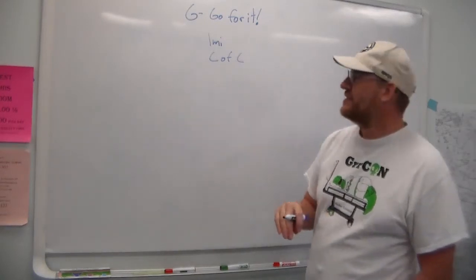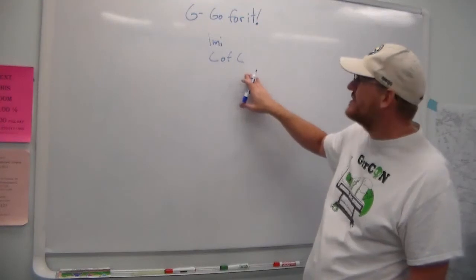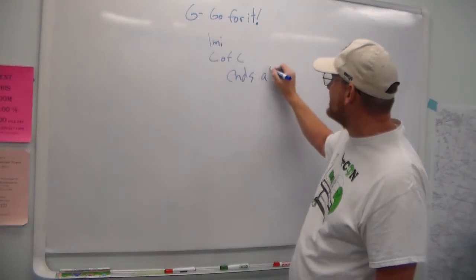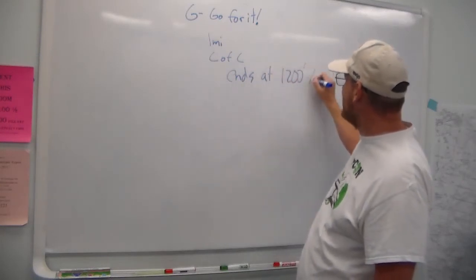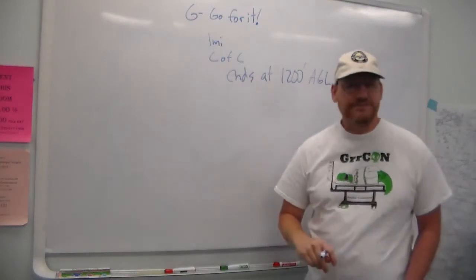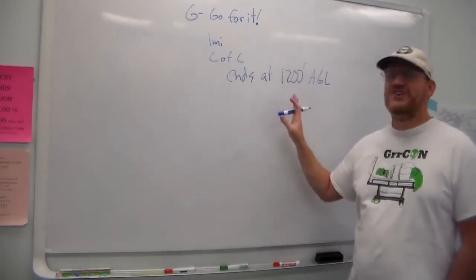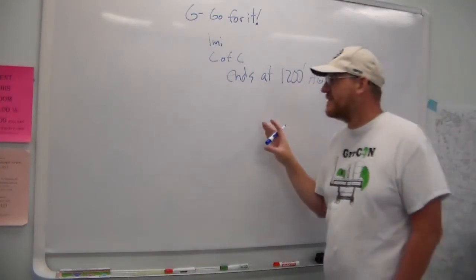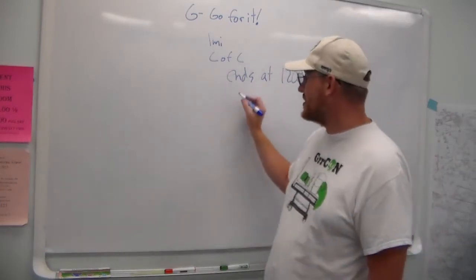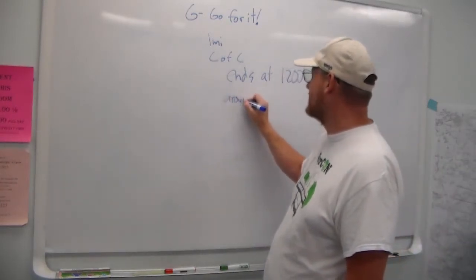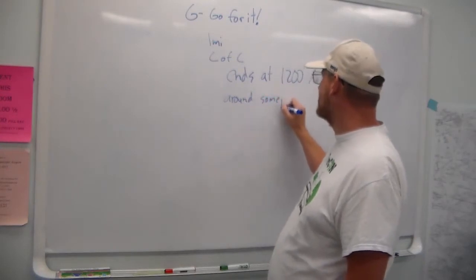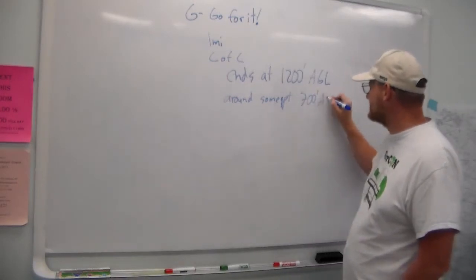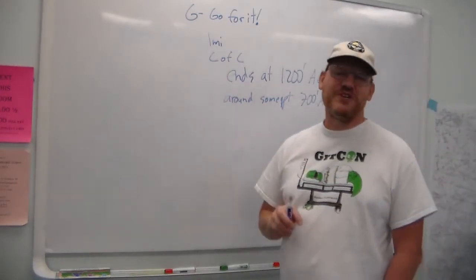Here's what you should know. In most cases, Class G airspace ends at 1,200 AGL. Almost always. This is the highest altitude you're going to see it. Now, around some airports, it's going to end at 700 AGL. Bloomsburg is one of those airports, by the way.